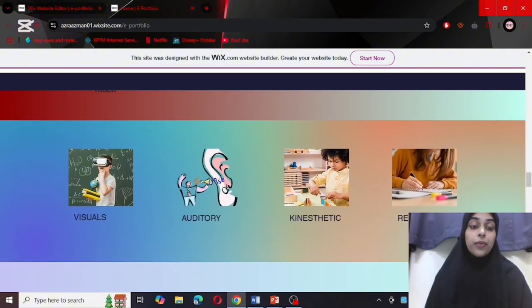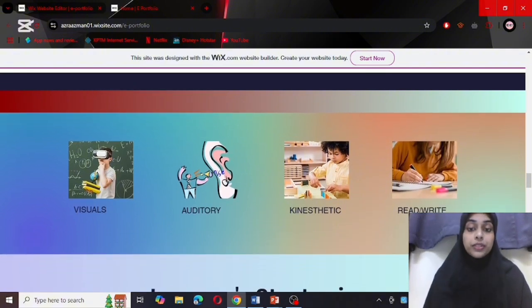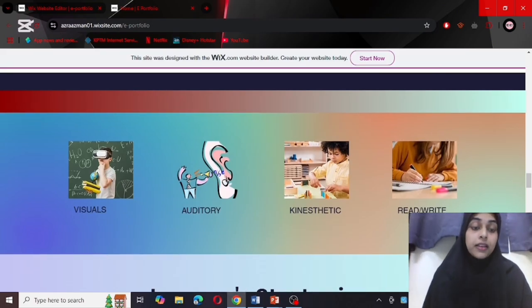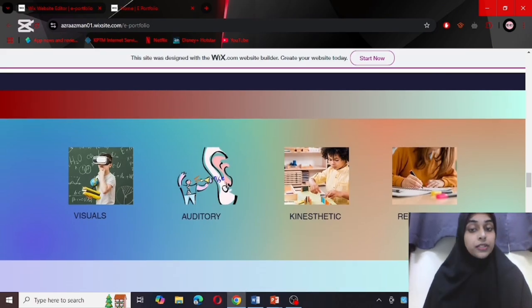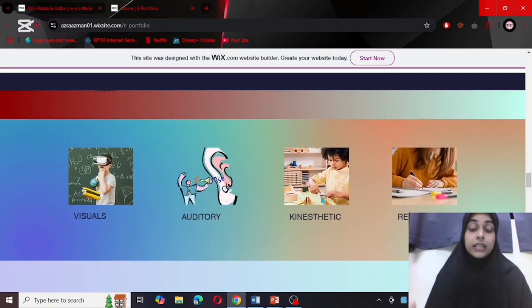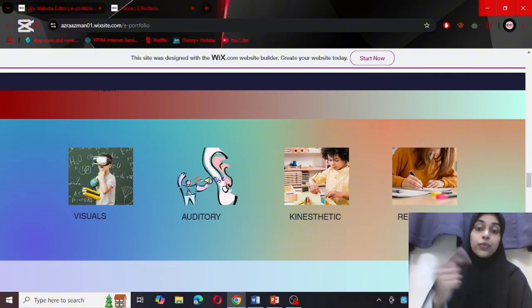We call these four main elements visuals, auditory, kinesthetic, read and write. As we can see, we can already predict what they mean. Visuals, the learners who prefer images, learn through what they see. Auditory, they learn through what they hear. Kinesthetic, they learn through what they do. And read and write, they learn through what they write and also what they read.